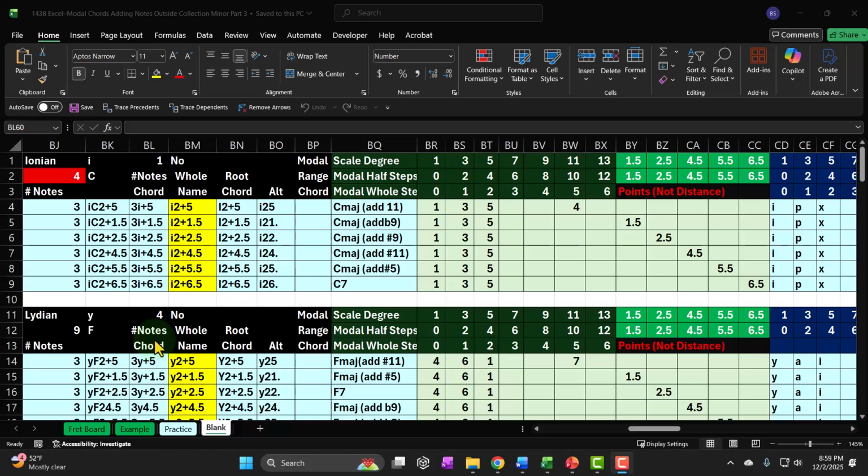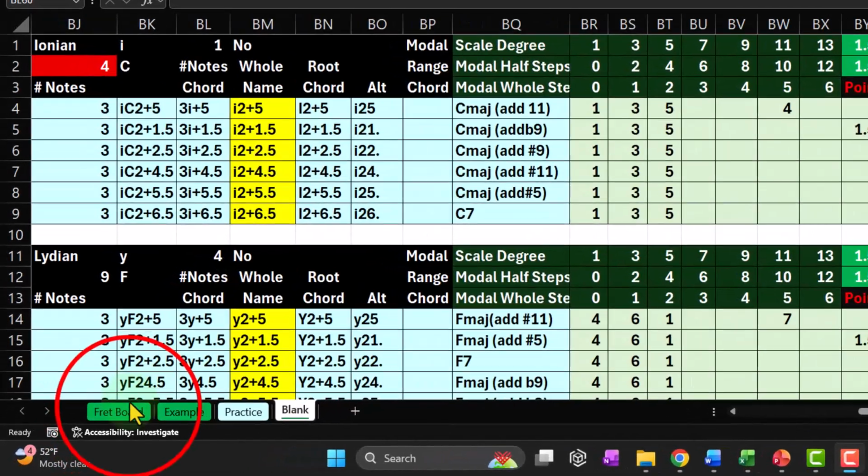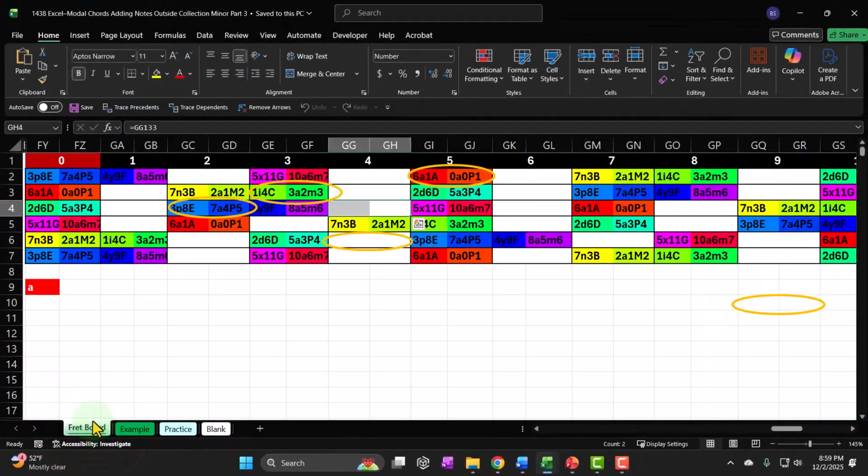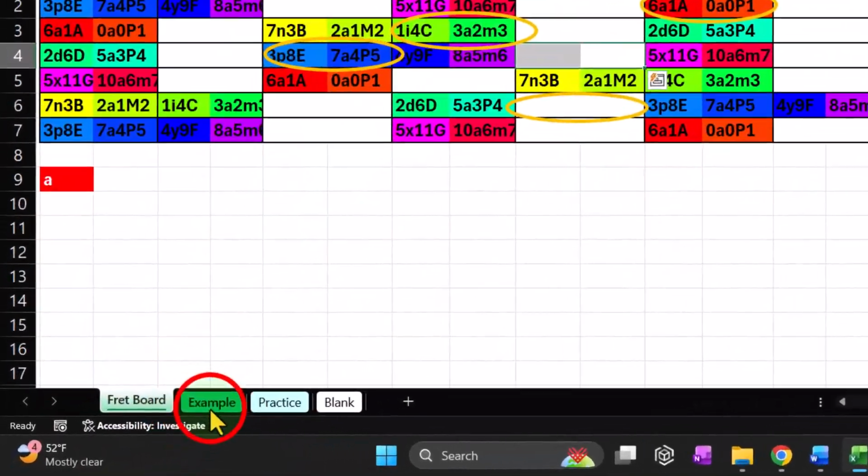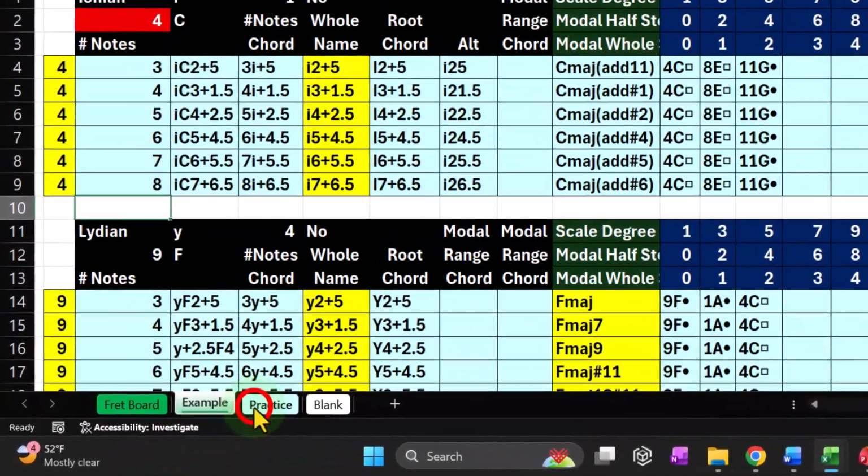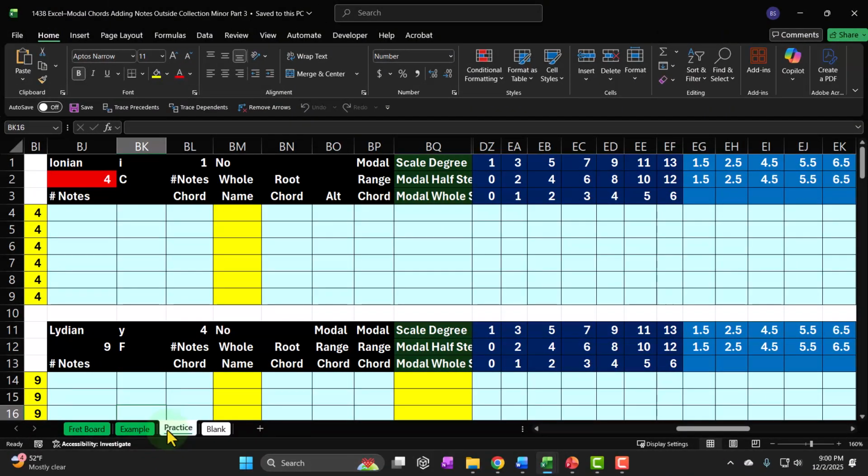If you do have access to this workbook, though, there are 4 tabs down below, including a very colorful fretboard tab that we may refer to, an example tab, in essence the answer key, and the practice tab having pre-formatted cells, so you can practice the practice problem with less Excel formatting.